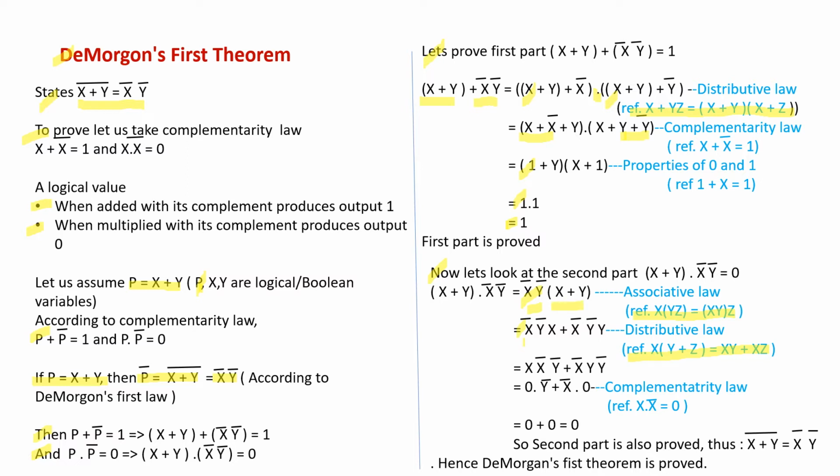In the next step we are going to bring together x and x complement and y and y complement, because we are going to apply the complementarity law. According to this law, x and x complement is nothing but 0, and we replace that in the statement. After the replacement we eventually get the result as 0, and looking at it, we can see the second part is also proved, and by this De Morgan's first law is proved.